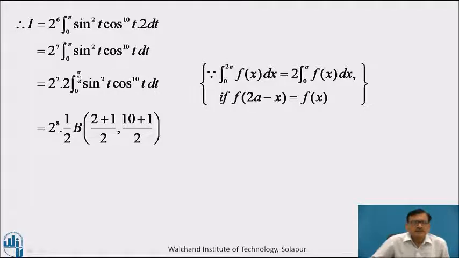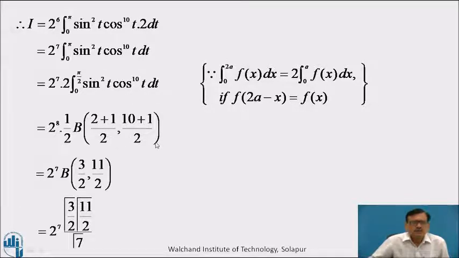Now it is in the trigonometric form of beta function, which is equal to 2 raised to 7 into 2 into 1 by 2 into beta of (p plus 1 by 2, q plus 1 by 2), that is 2 raised to 8 times that. Here p is 2 and q is 10, that is, 2 plus 1 by 2 comma 10 plus 1 by 2, and we get 2 raised to 7 beta of (3 by 2, 11 by 2).